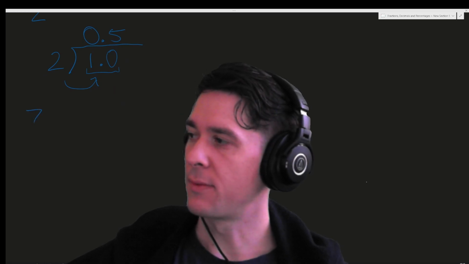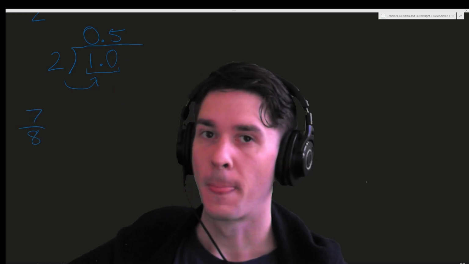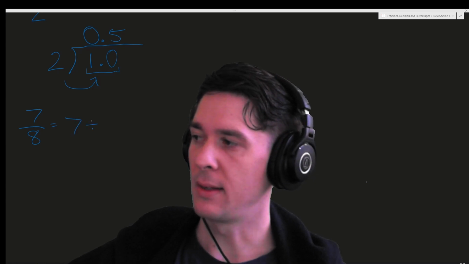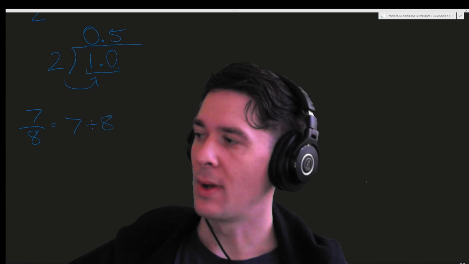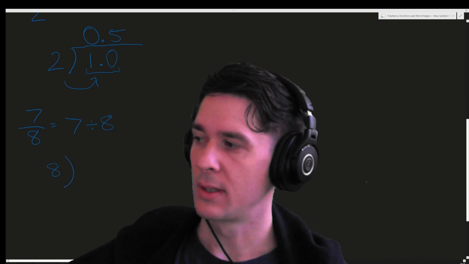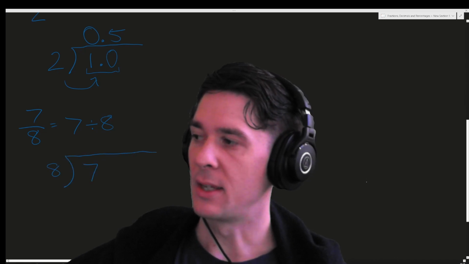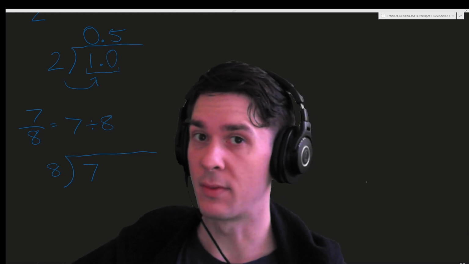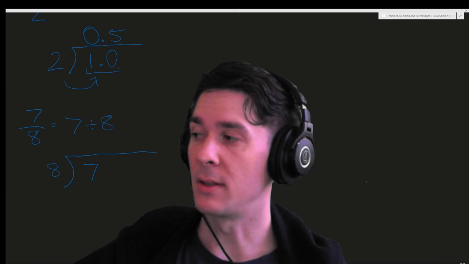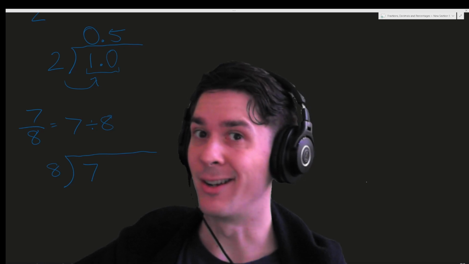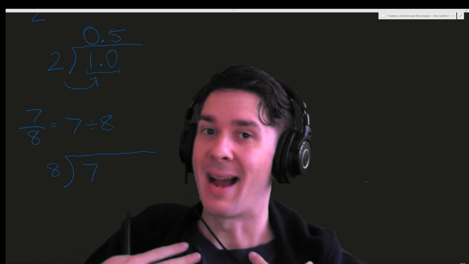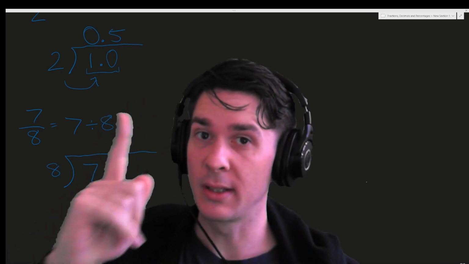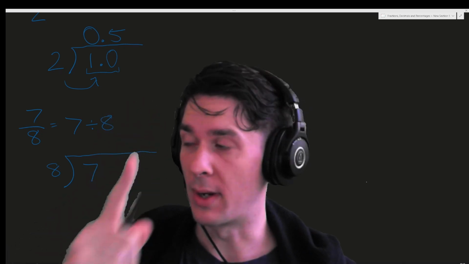Let's do 7 over 8. So this is equal to 7 divided by 8, which means we do 8 into 7. Now, it's really important that you recognize that the order we write the division in, 7 divided by 8, is opposite to the order we write the numbers in our division algorithm. I don't take the blame for this. I didn't make it up. It is confusing, and it's really important that you remember to get it right.